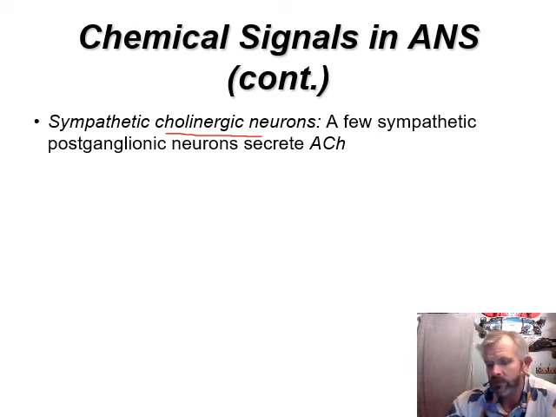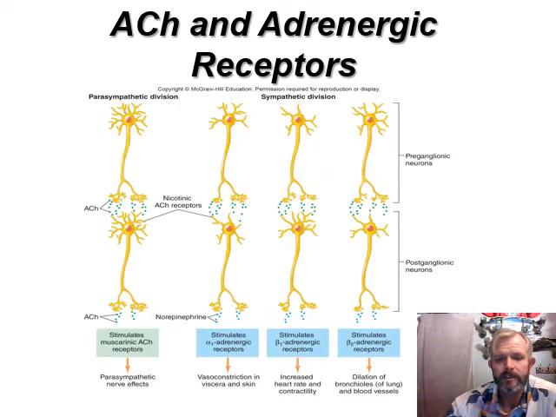An example of this is those sympathetic fibers that talk to the sweat glands; they release acetylcholine. Not always the case, but the majority of those postganglionic sympathetic neurons are going to release norepinephrine onto an adrenergic receptor. Okay, here's the general rundown. Here's the acetylcholine across the board here.